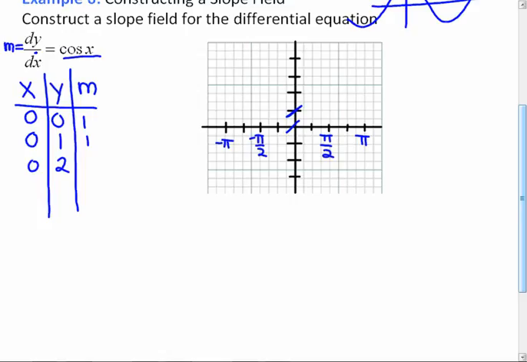I'm just evaluating my slope at x equals 0. It's independent of the y. There's no y there. If there had been 2 y cosine x, it'd be a way different picture. It's still going to be 1. What's going to be true about all the slopes on the y-axis? They're all going to be 1. I like it when there's only one variable in my slope. It can be 2, unfortunately.